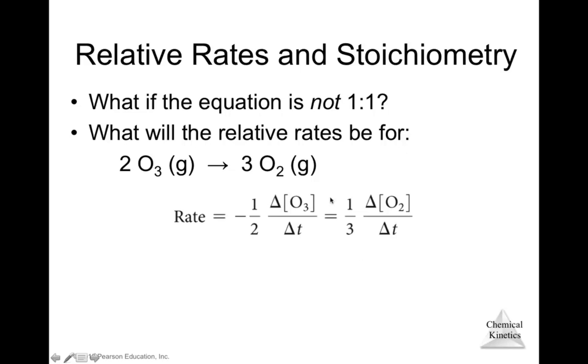So these two rates are going to be equal. Okay, these two rates now are going to be equal. So the rate is going to be equal to minus 1/2 of the change in concentration of O3 divided by time. And also the rate is going to be equal to 1/3 the change in concentration of O2 over the change in time.